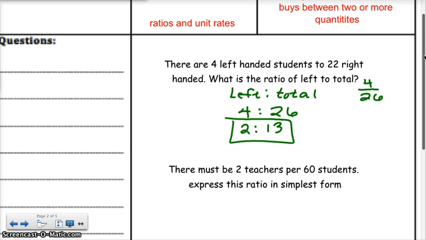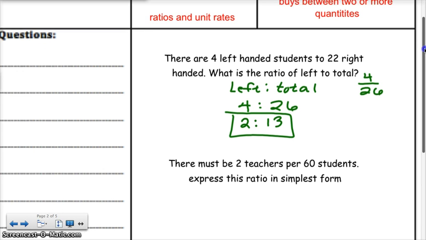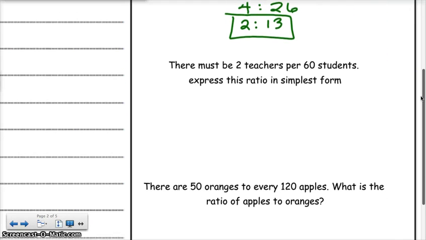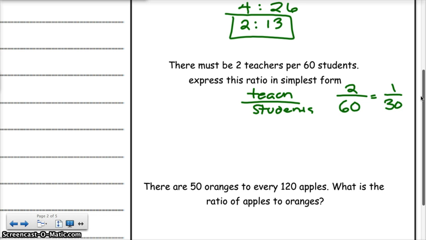Next one, there must be 2 teachers per 60 students. Express this ratio in simplest form. We're going to do it as a fraction this time. So I have teachers to students. Teachers are 2, students are 60. Not simplified, right? 1 to 30. So 1 teacher to 30 students. Written with a semicolon.